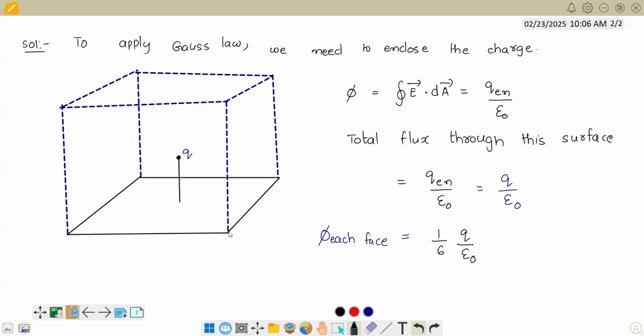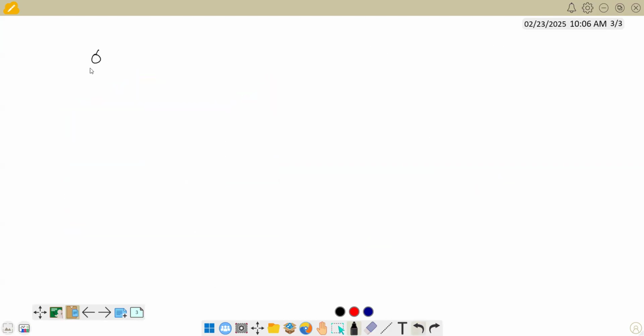Through the entire cubical surface, it is q by epsilon naught. But for each face, there are 6 faces, so for each face it would be 1 by 6 q by epsilon naught, as they are at equal distance and enclosing equally. I hope you understood how we got this. Now let us substitute. Flux through each face is 1 by 6 q by epsilon naught.